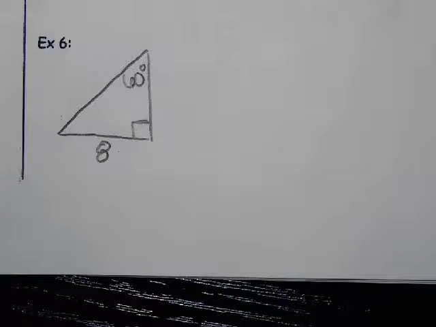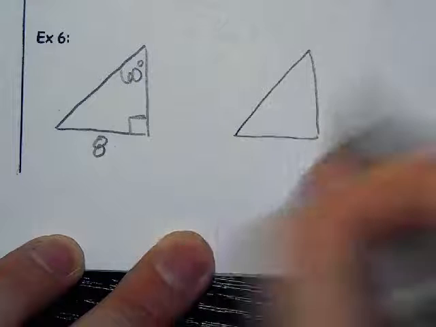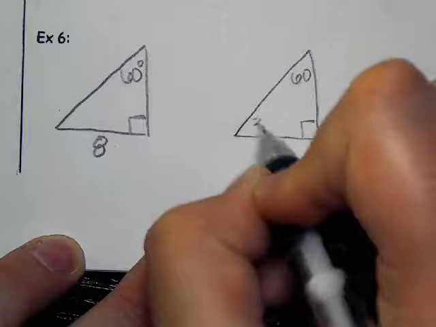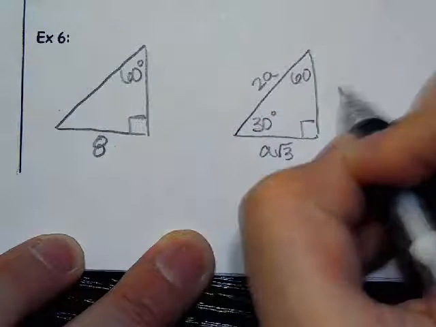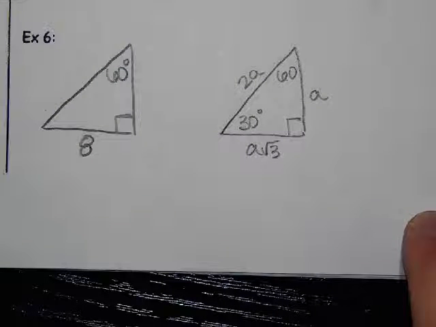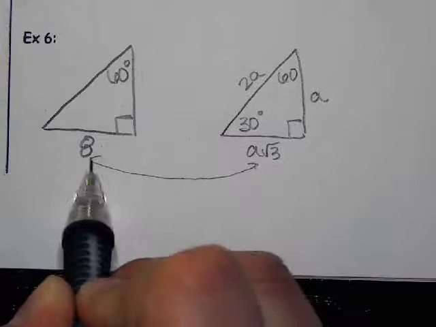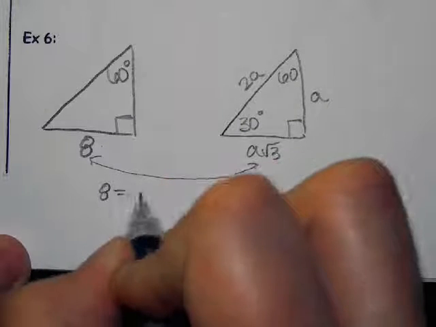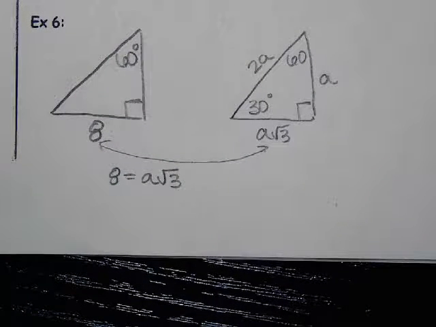Does that make sense? Okay, so what I'm going to do is draw another triangle over here with the 60 and the 30, and I'm going to label the sides 2a, a root 3, and a. Okay? And I'm going to say the 8 is on the a root 3 side. So 8 equals a root 3. Does that make sense? My goal is to figure out what the a is.